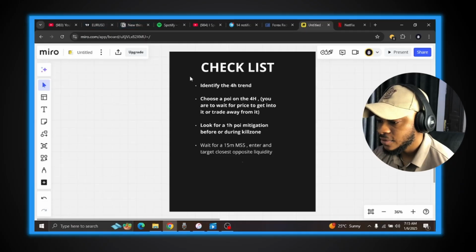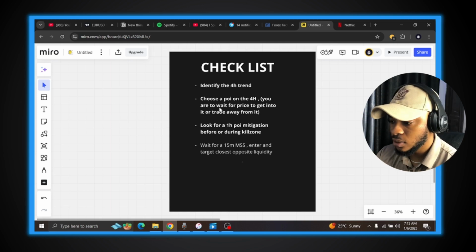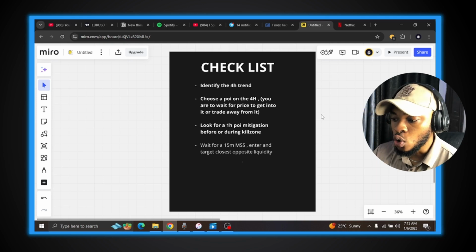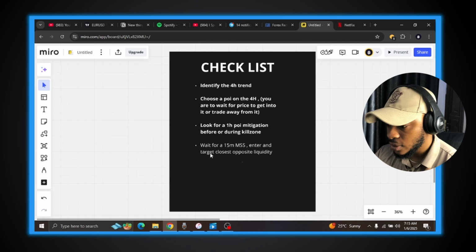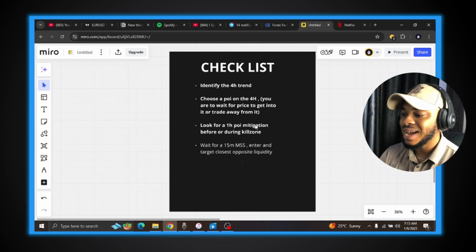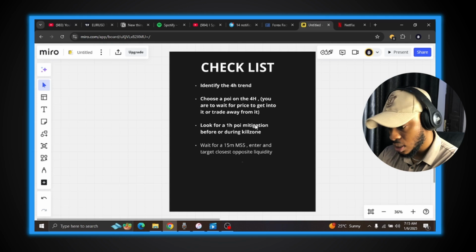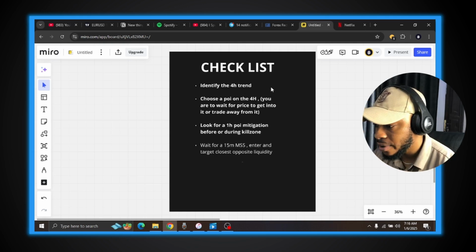What we have here is: identify the 4-hour trend. Use the POI on the 4-hour. You are to wait for price to get into it or trade away from it. Look for a 1-hour POI mitigation before or during kill zone. And the last one is, wait for a 15-minute market structure shift, enter and target the closest opposite liquidity. So we're going to go to the first thing, identify the 4-hour trend.